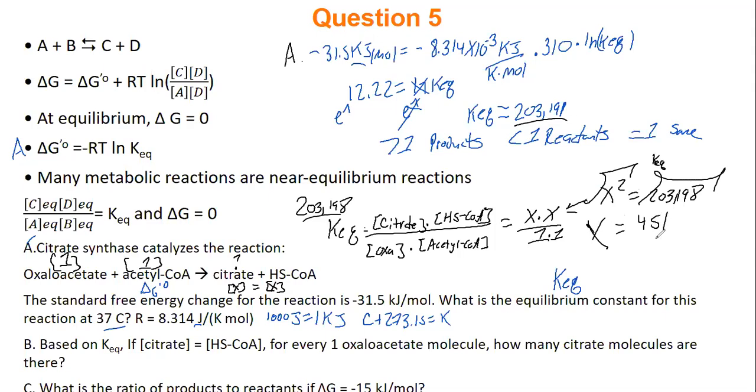So what this tells us is that at equilibrium, if you have a KEQ value of 203,000 and you have one molecule of oxaloacetate, you will have 451 molecules of citrate. That's the ratio of oxaloacetate to citrate at equilibrium, 1 to 451. Again, this is just demonstrating to us products are favored at big KEQs because we have way more product than we do of reactant.